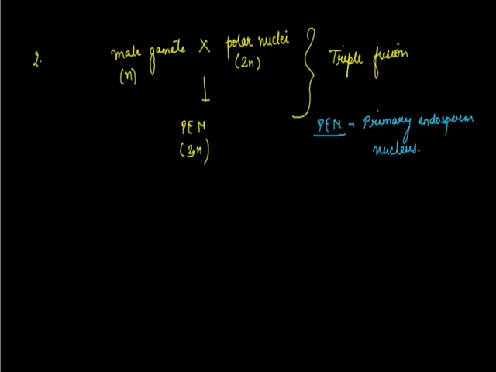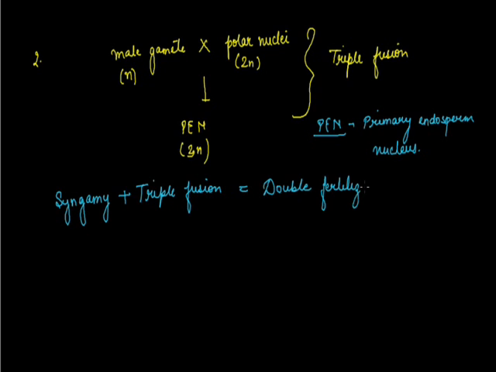Now what is double fertilization? When two types of fertilization occur. In short, syngamy plus triple fusion is known as double fertilization, in which two types of fertilization occur. One results in the formation of the zygote and the other results in the formation of the primary endosperm nucleus. The fate of this primary endosperm nucleus is the formation of endosperm that provides nutrition.